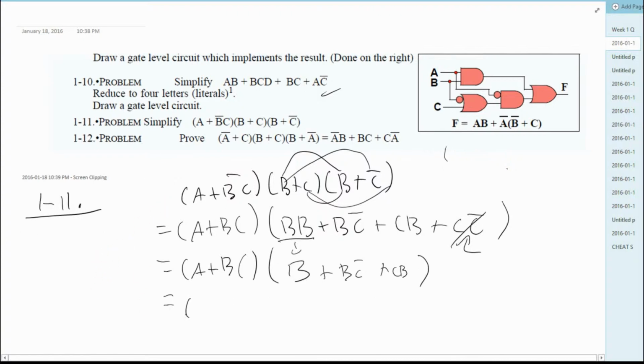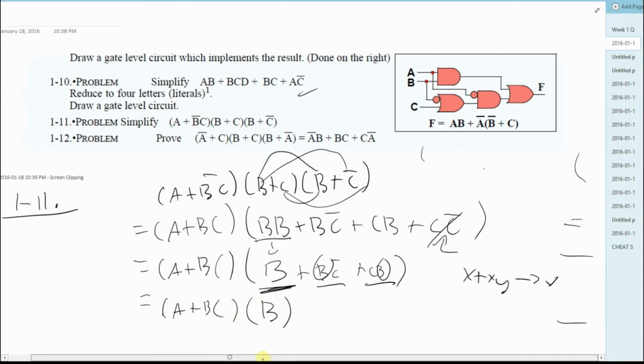Now, the next step, if you don't know this rule, it's kind of annoying. But if you do know, it's x plus xy is just x. If you consider B as x, this is xy as well as this, because they both have a B term, right? This guy is common. So it just becomes B. And whoa, it just made your life so much easier.